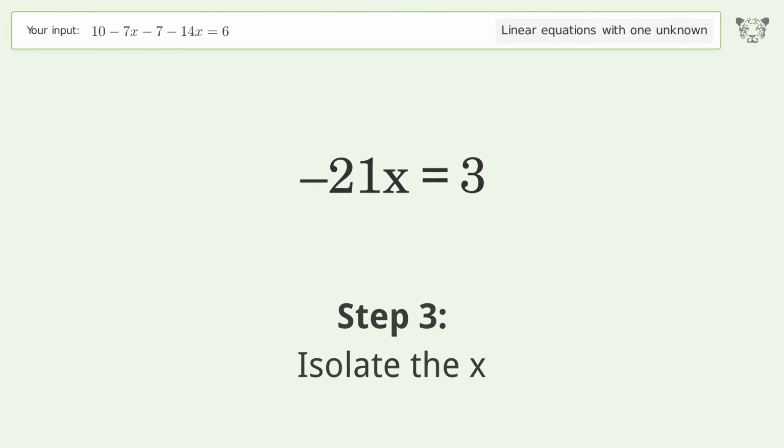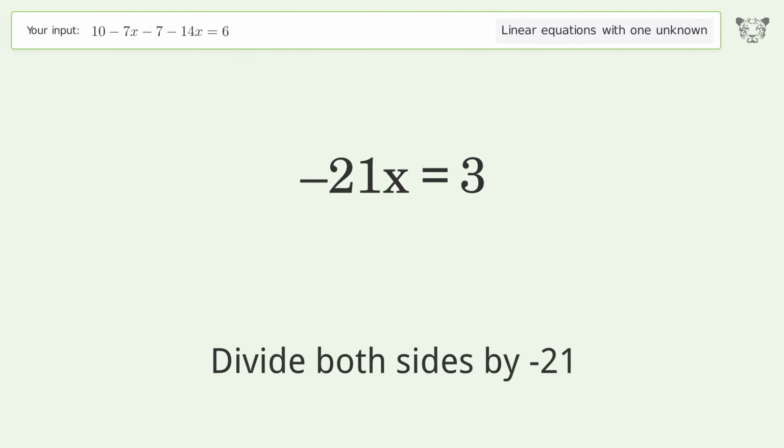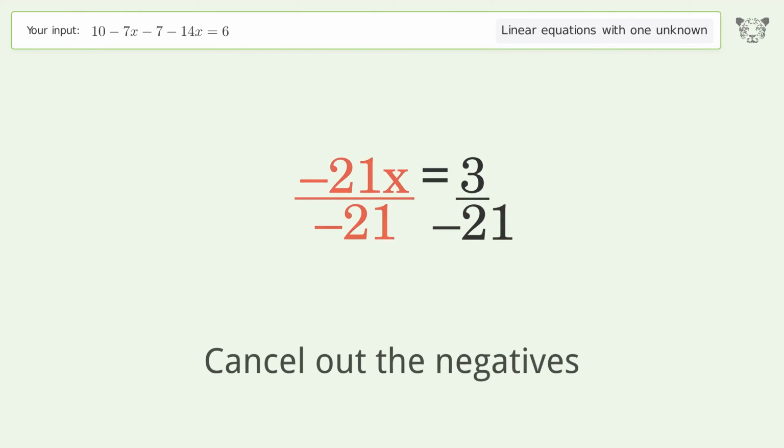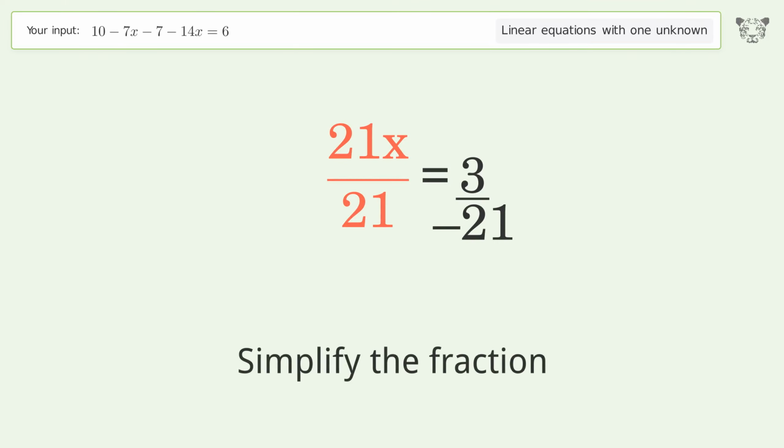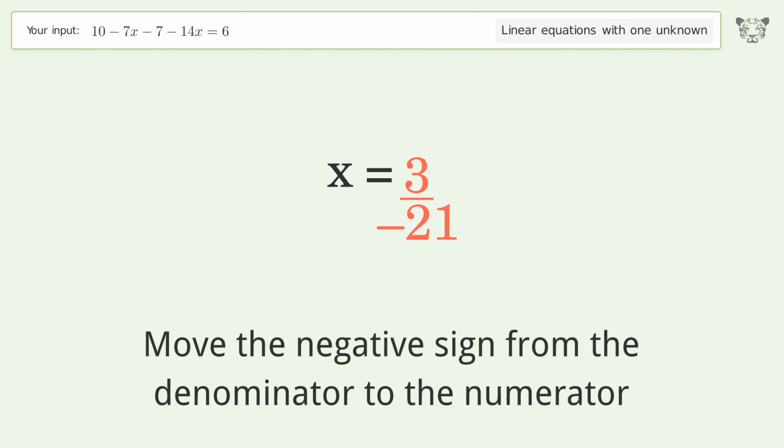Isolate the x. Divide both sides by -21. Cancel out the negatives. Simplify the fraction. Move the negative sign from the denominator to the numerator.